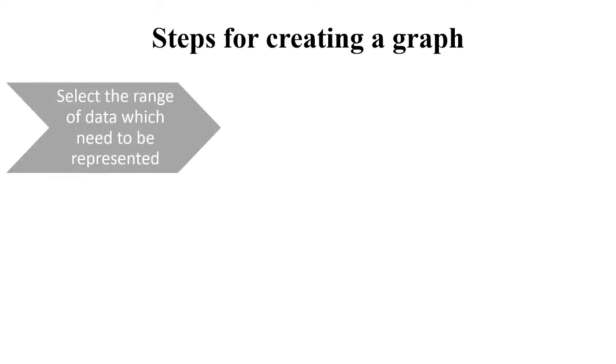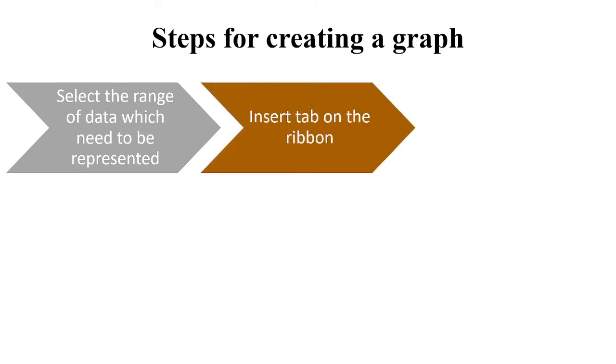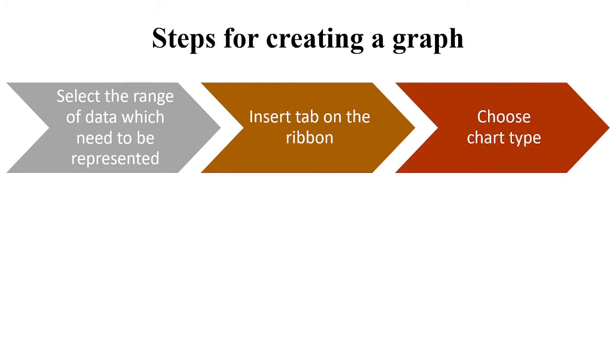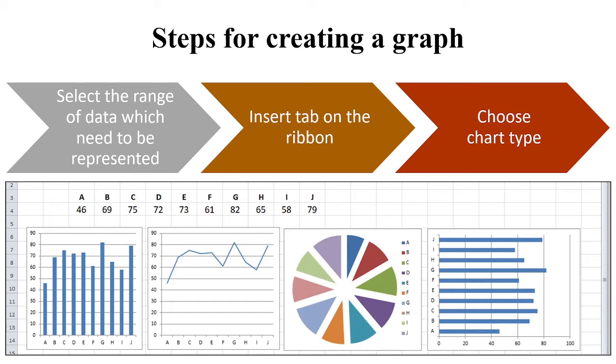To create any chart, there are 3 steps. First of all, we need to select the range of data which needs to be represented in the chart. Then click the Insert tab on the ribbon. Then, depending upon requirements, we can use any chart type for our dataset. You can make different types of charts from the same dataset. For example, you can make column, line, pie, and bar charts from the same dataset as you can see here.